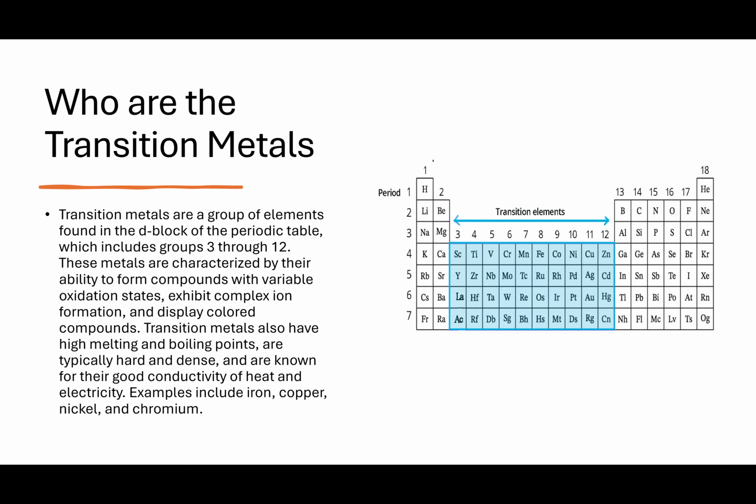Many of these metals are characterized by their ability to form different types of compounds with variable oxidation states, exhibit different types of complex ion formation, and display colored compounds. They differ from regular metals, our alkaline metals and alkaline earth metals, as well as our semiconductors and metallic substances within group 13, group 14, and group 15. They differ in their high melting points, boiling points, hardness, density, conductivity, and magnetism. All of these things make these D block elements a little different from the other metals that we've spoken about before.